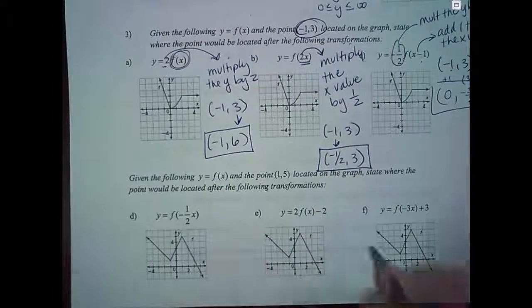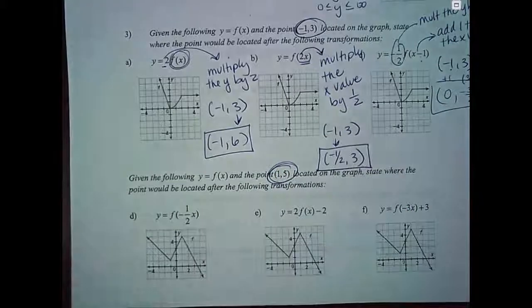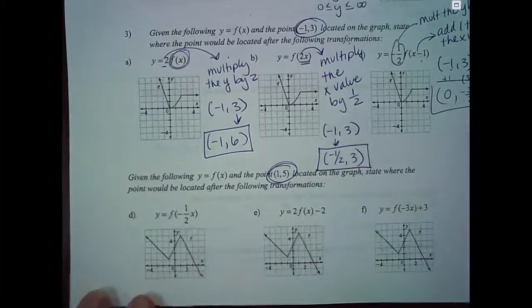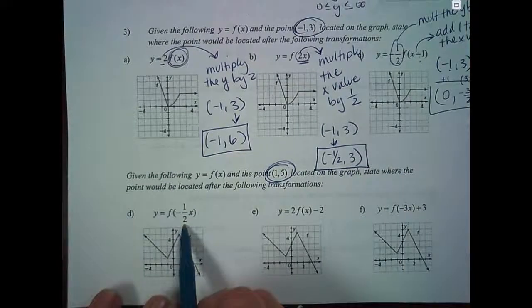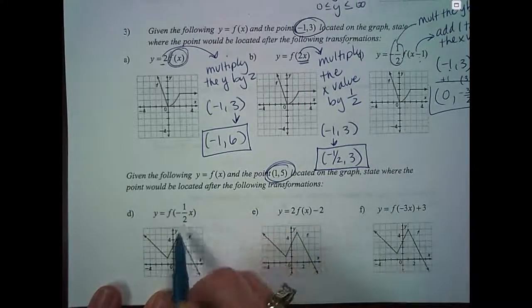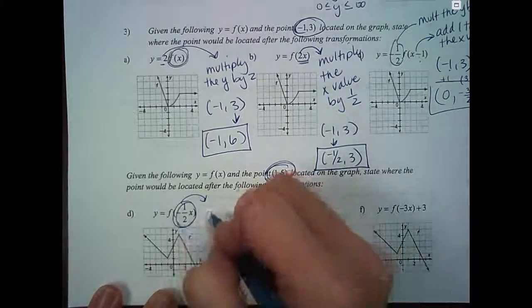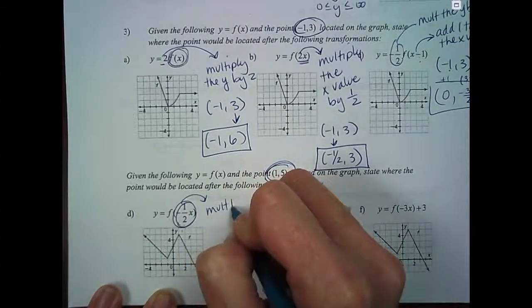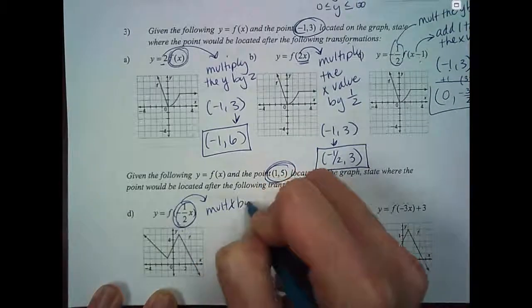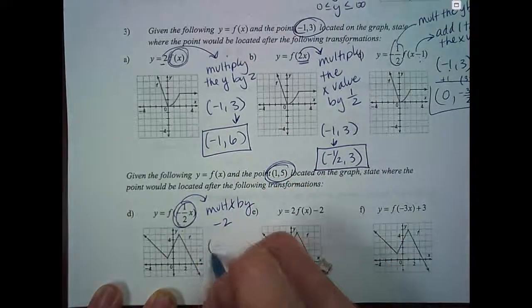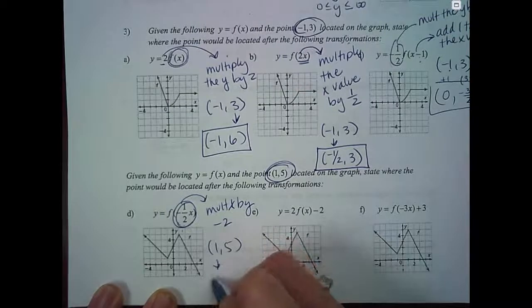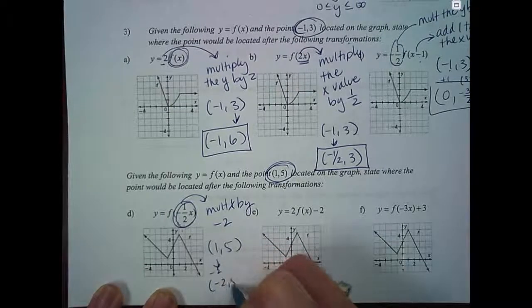This time we have a point labeled 1, 5. What do you think I'm going to multiply the x by on this one? Come on, remember your trick. Not 2, you're close though. Negative 2. So I'm touching x, so I'm messing with x. So multiply x by negative 2. So I had 1, 5. Multiply that by negative 2. So now I've got negative 2, 5.